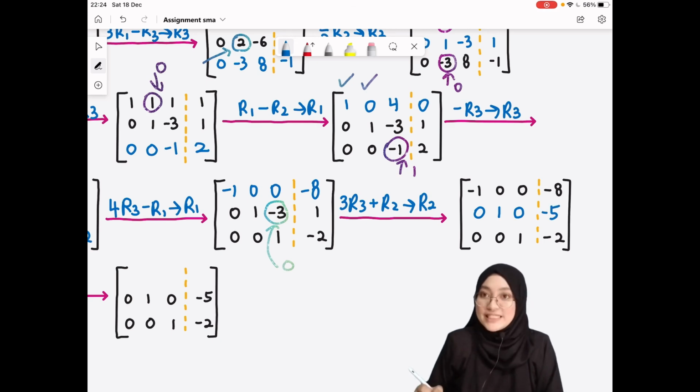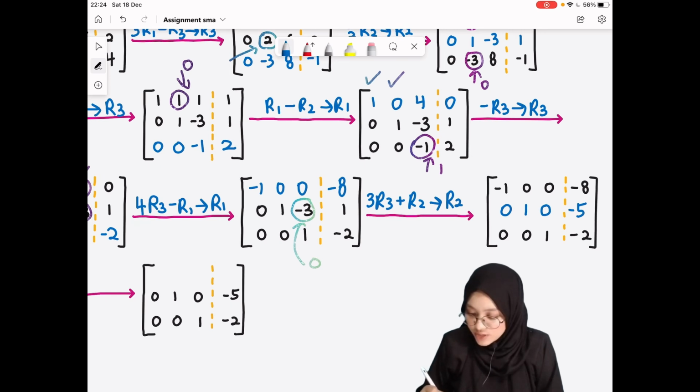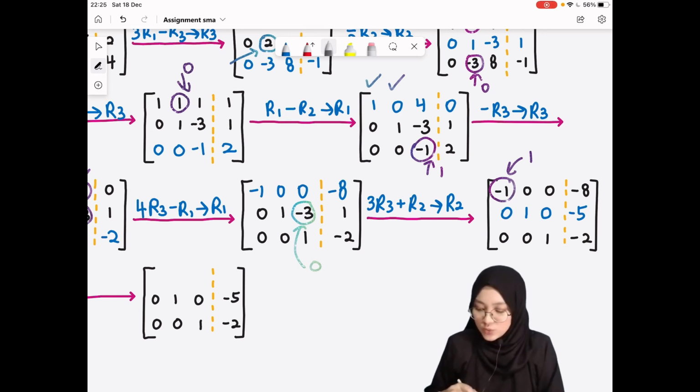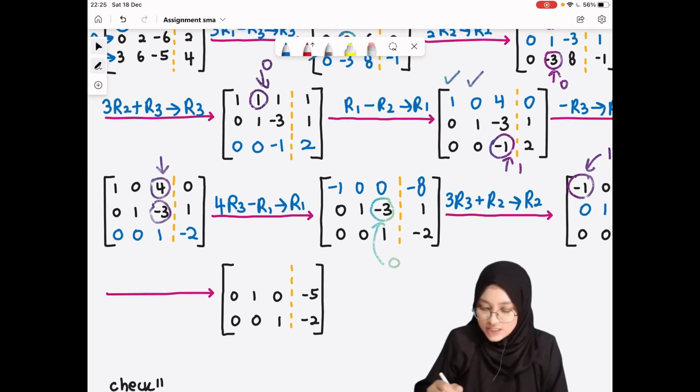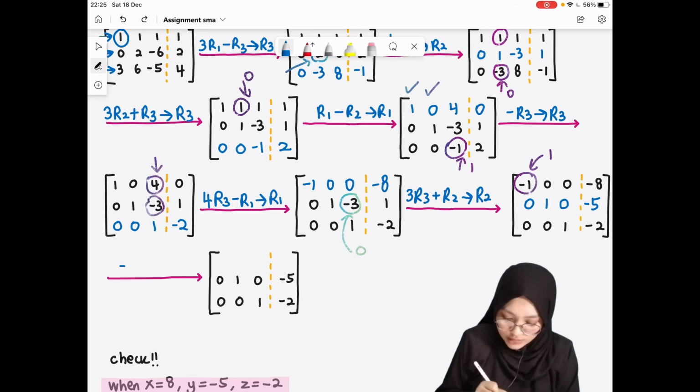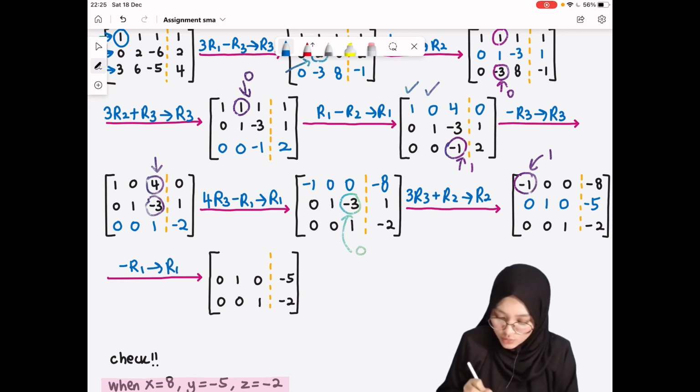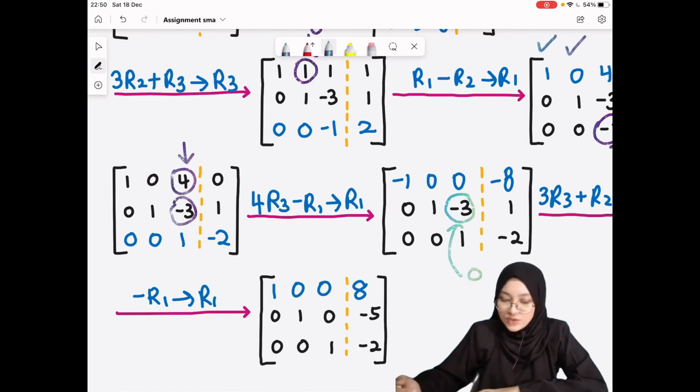We are not complete yet because this first row and first column should be a leading 1, but what we get here is negative 1. So we need to do some simple operations. Negative 1 times row 1, and we will write it back in row 1. So here we will get 1, and then 0, 0, and 8. So here is the final matrix that we get.